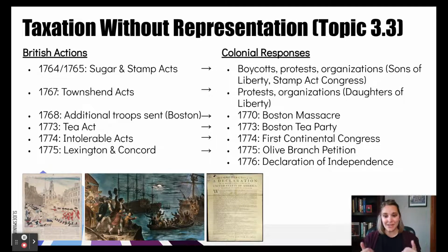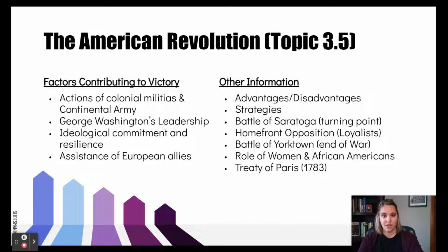We see acts later, like the Tea Act and the Intolerable Acts, leading to even larger organizations and protests, like the Boston Tea Party and the First Continental Congress. And we see, as a result of the First Continental Congress, the decision to actually begin to train troops. And then, of course, we have the first shots fired at Lexington and Concord, leading to the Declaration of Independence. So you don't need to know this entire thing, but I would understand the trajectory, how the intensity increases over time, but it is a gradual increase in those tensions between the British and the North American colonies.